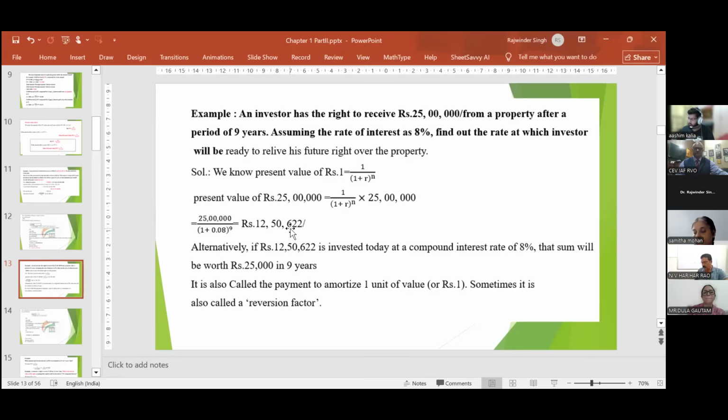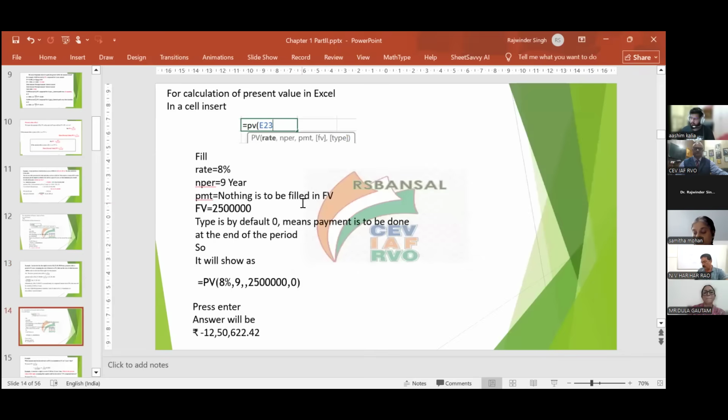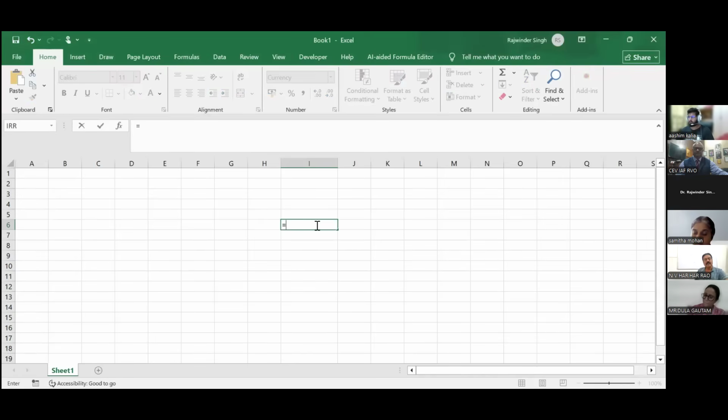So you can apply the same formula in Excel for present value. Formula is just put equal to sign, present value, bracket start, rate of interest, it is 8%, number of years is 9, payment PMT, if it is done every year, then it is PMT.